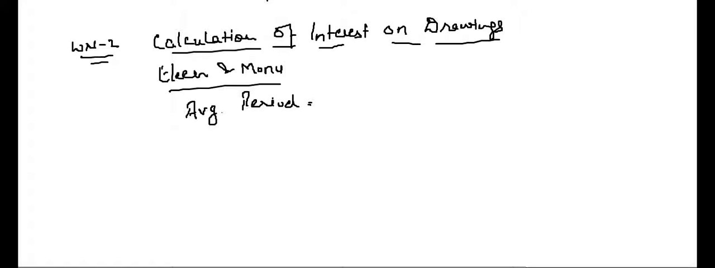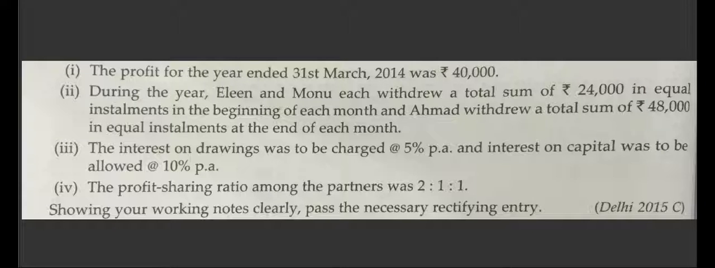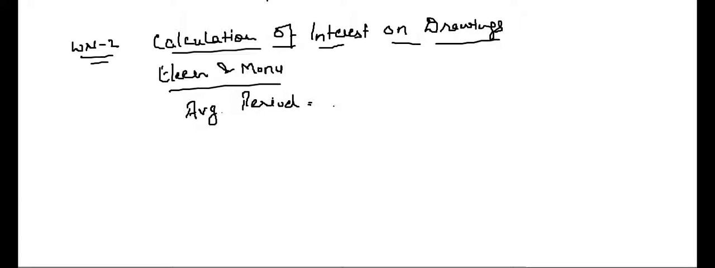Average period is the period left after the first drawing and the period left after the last drawing. They withdrew 24,000 at the beginning of each month. So what is the period left after the first drawing? 12 months. And after the last drawing, 1 month, divided by 2. Right? 6.5 months. So what will be the interest on drawings?